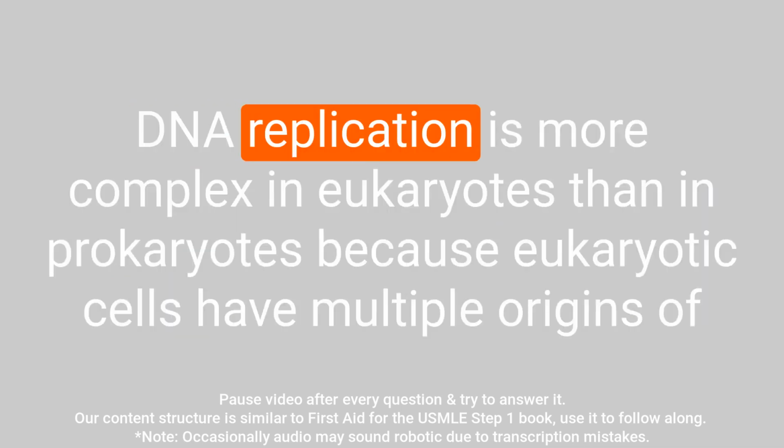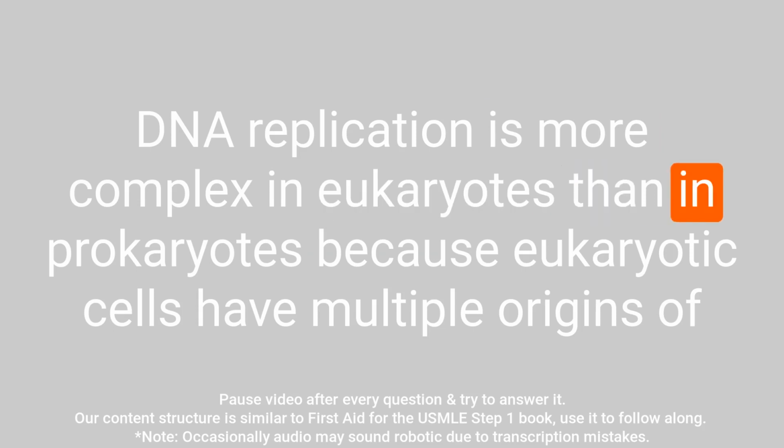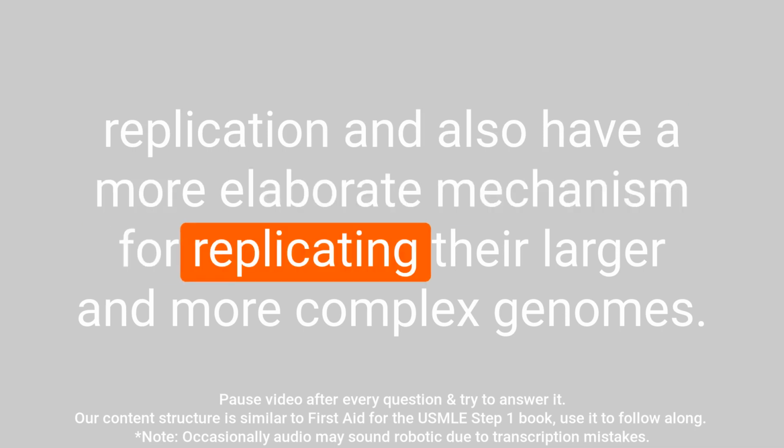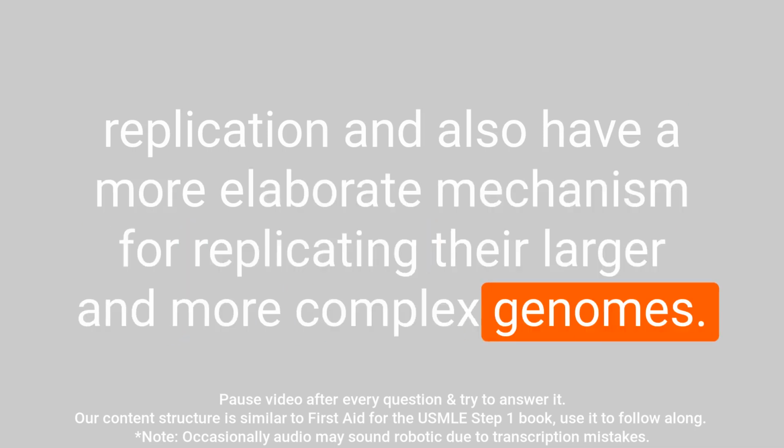Question: How is DNA replication more complex in eukaryotes than in prokaryotes? Answer: DNA replication is more complex in eukaryotes than in prokaryotes because eukaryotic cells have multiple origins of replication and also have a more elaborate mechanism for replicating their larger and more complex genomes.